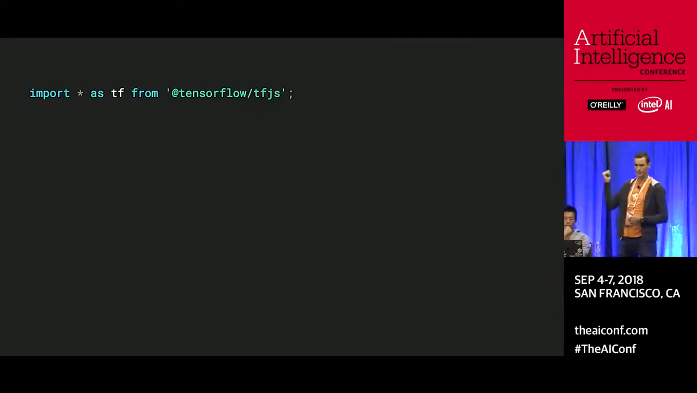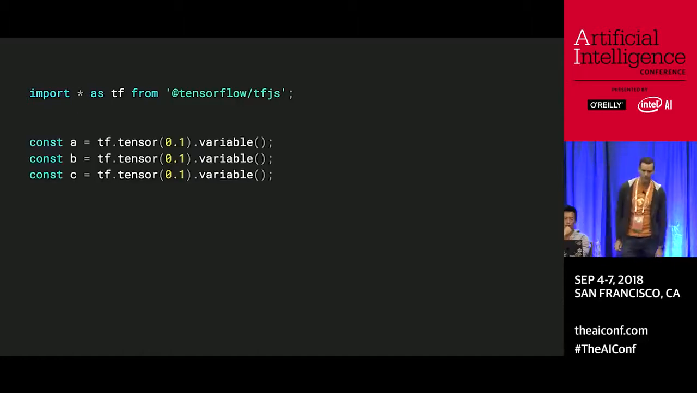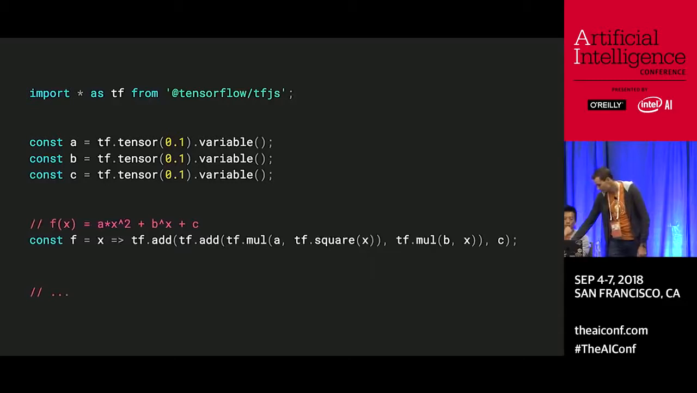So the first line, this is all ES6 style JavaScript for those who are familiar. So we're going to import @tensorflow/tfjs is the name of our package, and we namespace it as tf. Now our first step is to include 3 different variables, a, b, and c, and we actually initialize those as 0.1. This is going to be passed into our training sequence. The next step to do is declare our function. So this is all using the tf.js APIs for doing that: f(x) = ax^2 + bx + c.